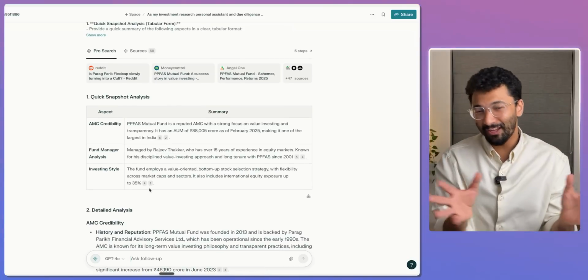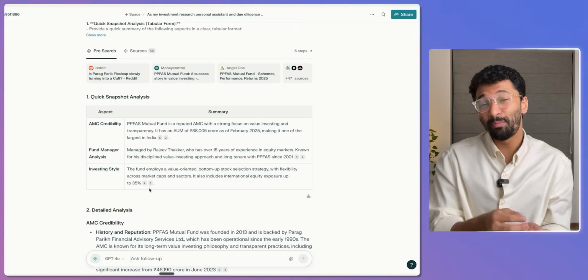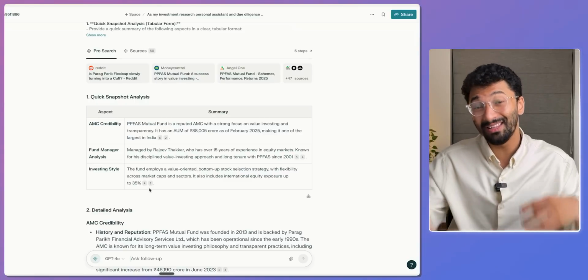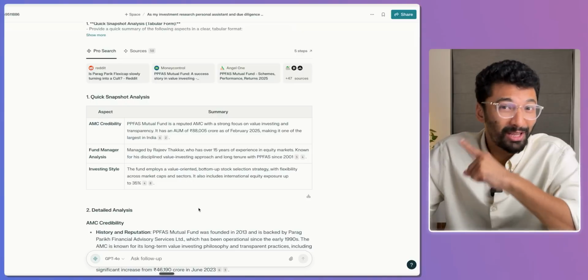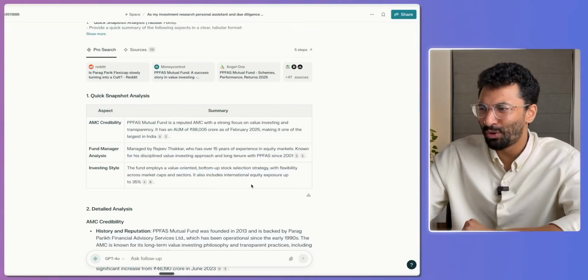So within the Indian framework, the way the laws work, any mutual fund can potentially invest up to 35% of their total money in international stocks. And Parag Parikh utilizes that. It's not 35% right now, it's about 30%. We'll see that as we go along, right?